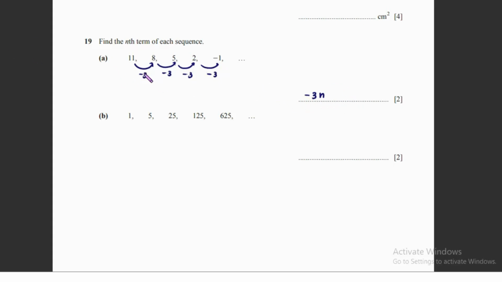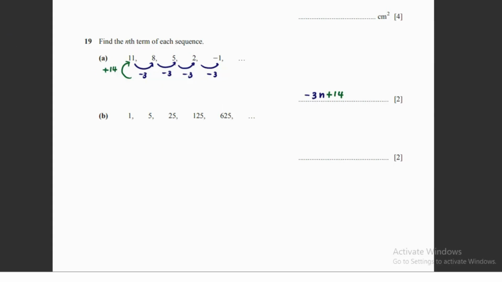Now I need to find the next part that connects with this negative 3n. The first amount that it decreases is by negative 3. I need to see from negative 3 how I could reach this 11 by adding or subtracting. To this negative 3, only if I add 14, I can get to this 11, which means this number that is being added connects with the next part of this nth term. So minus 3n plus 14 is the nth term of this sequence.